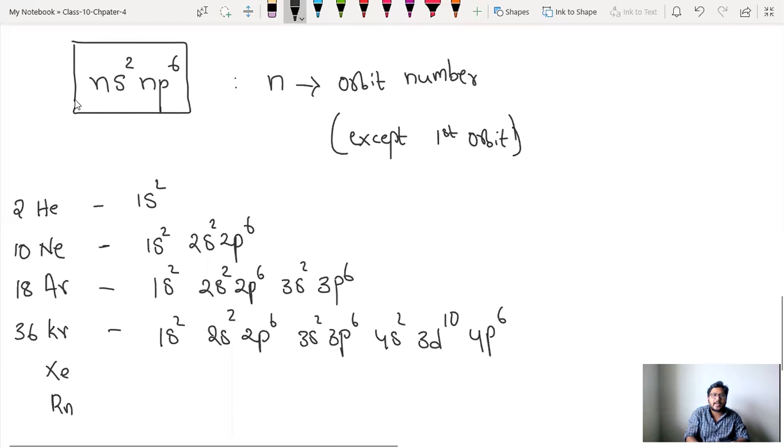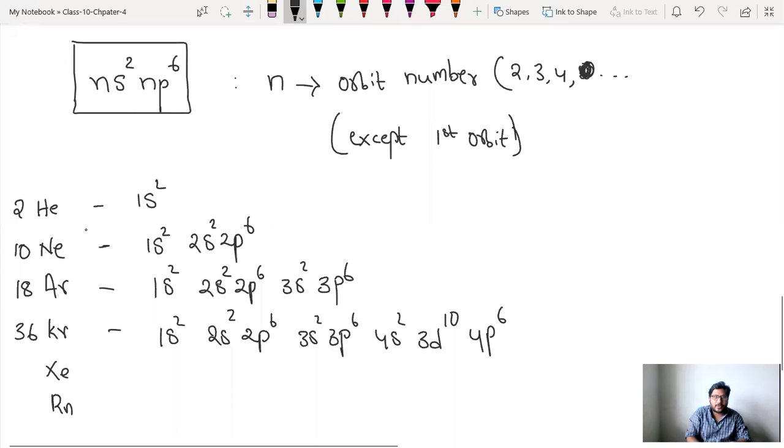Now what I told you, what is octet rule? Outermost orbit should end with this structure ns2np6. In the place of n, what can we substitute? Orbit number 2, 3, 4, 5, like that. Of course, 5 will not come, up to 4 only we will get. That also we have discussed in 9th class. After completion of this lecture, if possible, I will tell that.